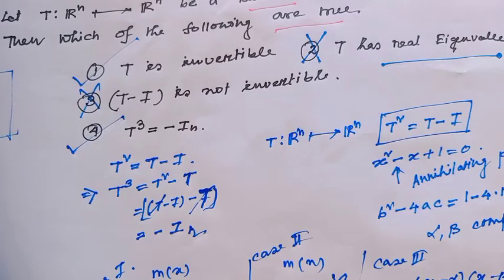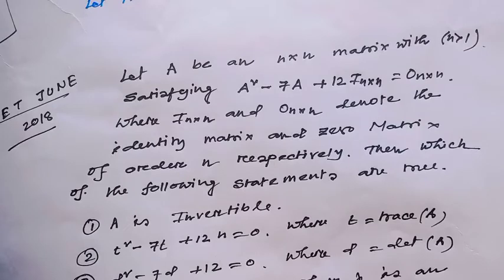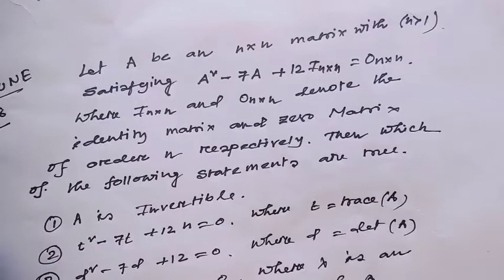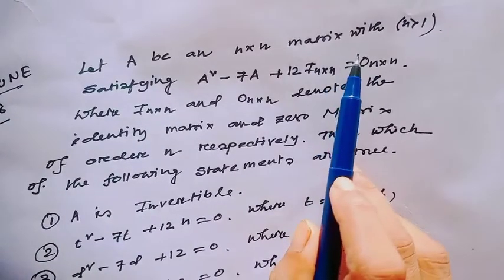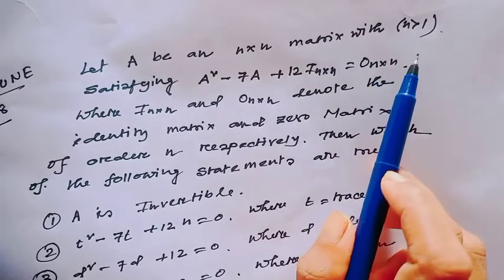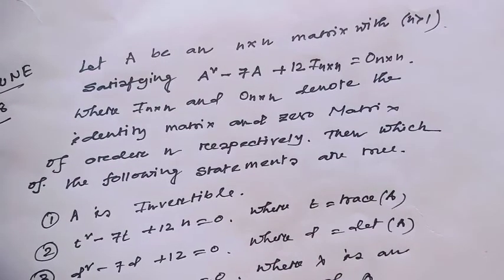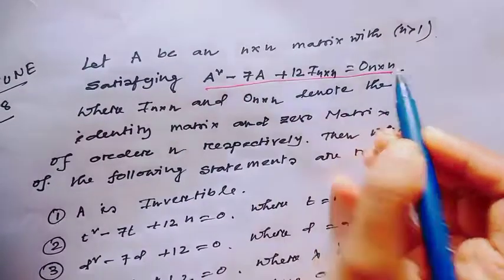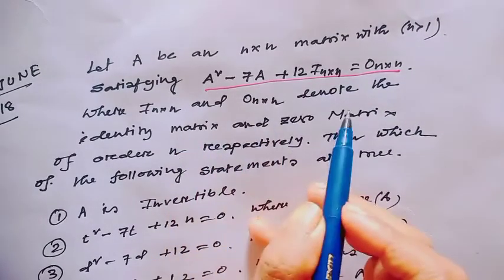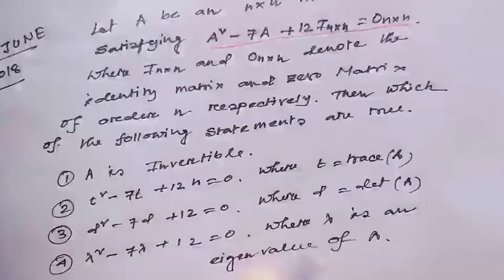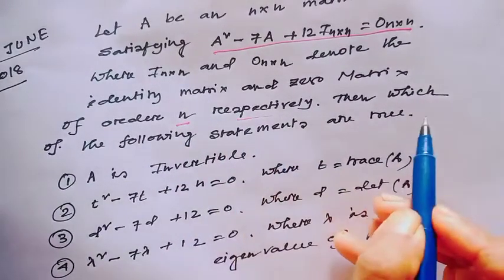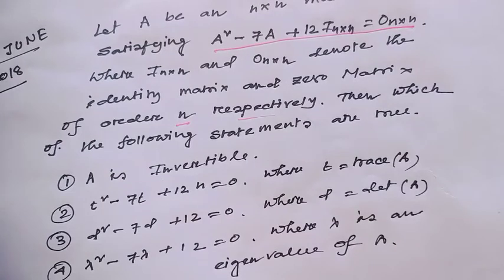Are you getting? This type of example is very important for any competitive exam. Okay, we will discuss another question which came in the CSIR June 2018 exam. The question is, let A be an n cross n matrix with n greater than 1 satisfying A square minus 7A plus 12I equal to 0, where I and 0 denote the identity matrix and zero matrix of order n respectively. Then which of the following statements are true?